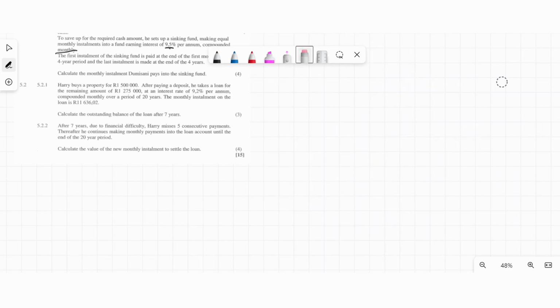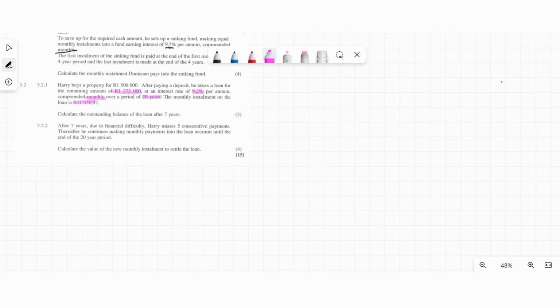So 5.2, which is now we're going to do 5.2.1. It says Harry buys a property for 1,500 million. After paying a deposit, he takes a loan for the remaining amount, this is the remaining amount. I'm going to highlight it, right? At an interest of 9.2% per annum, compounded what? Monthly, over a period of what? Of 20 years. They say the monthly installments on the loan was this, so they gave us the monthly installments.